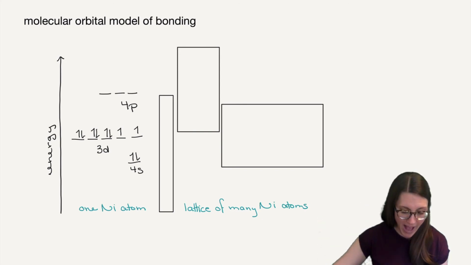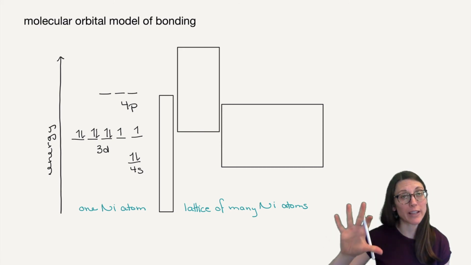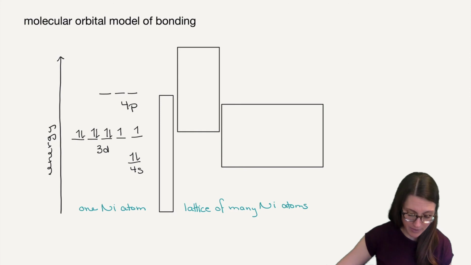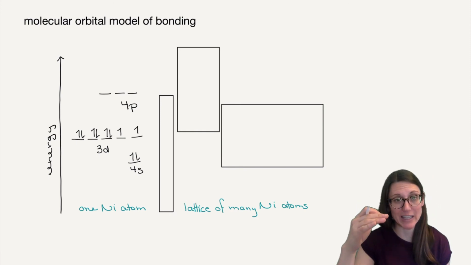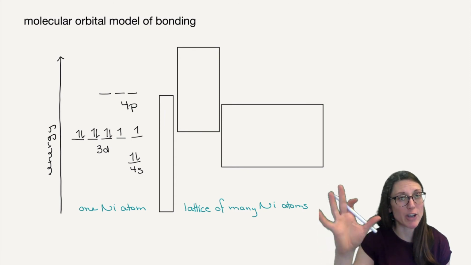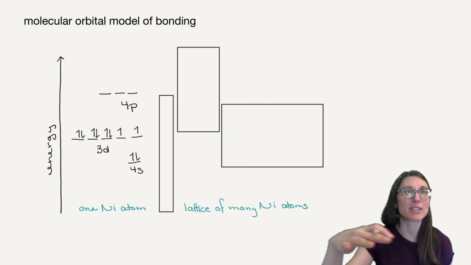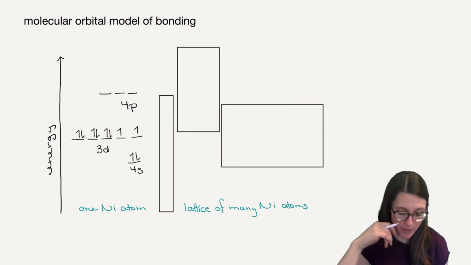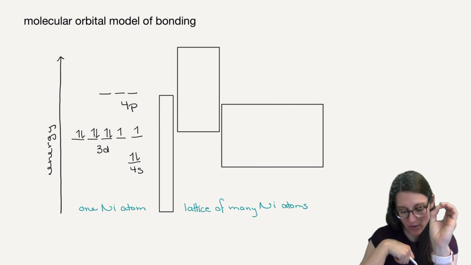A single atom of nickel has for its outer layer valence electrons an electron configuration of 4s2, 3d8, and then the 4p's are empty. Now I know we usually say that 3d's aren't valence, but they are those last electrons, highest energy electrons. So let's work with these. When you have one nickel atom, this is your electron configuration.